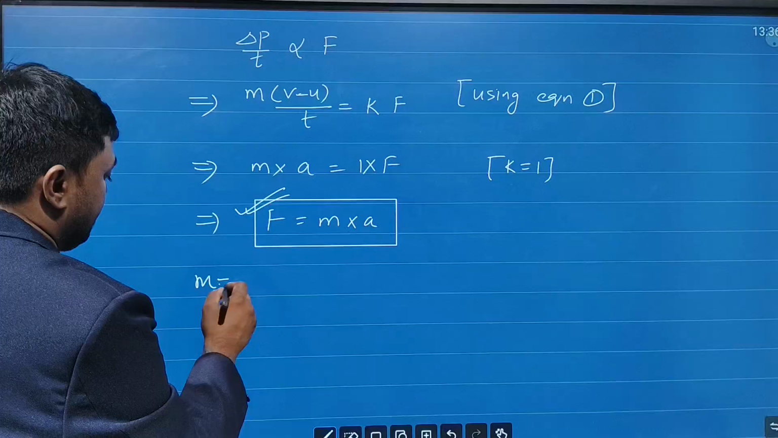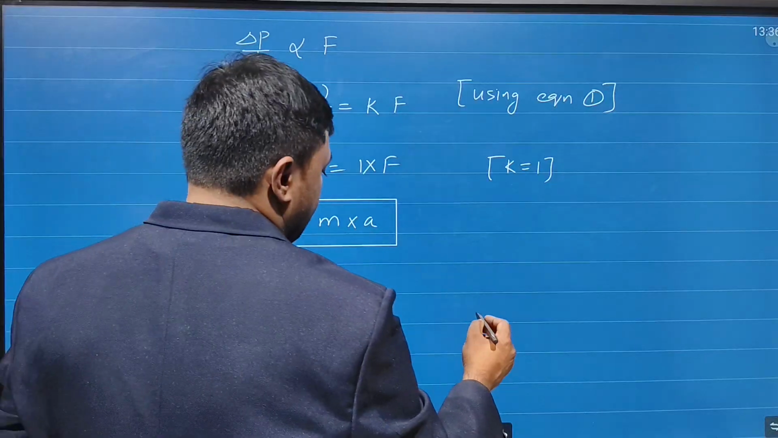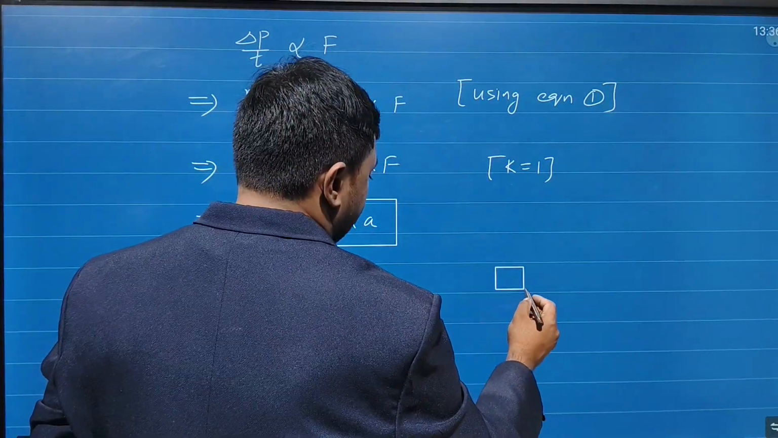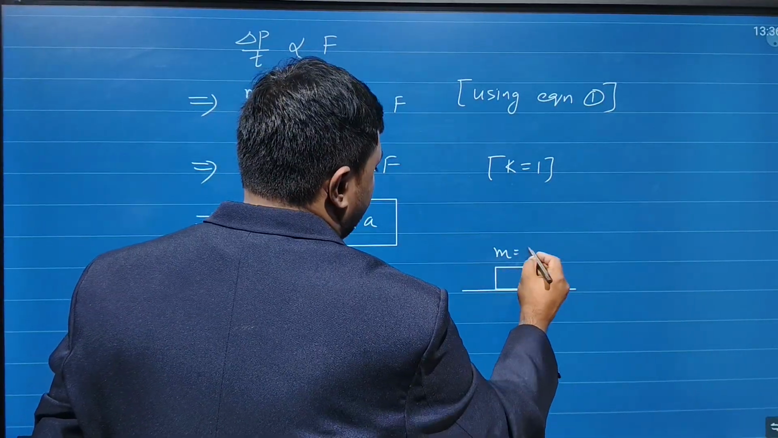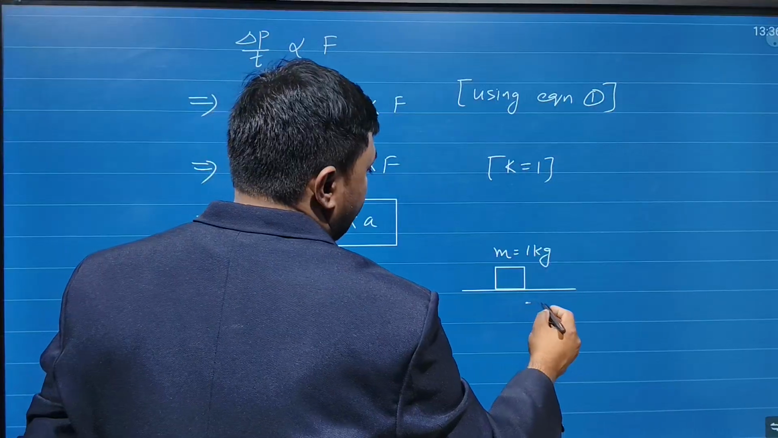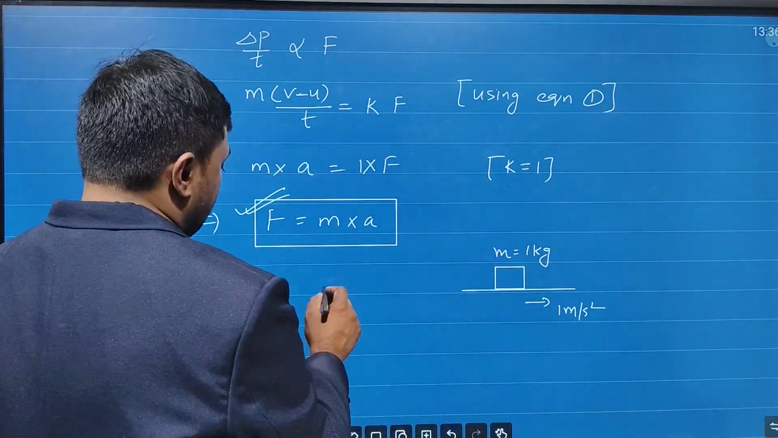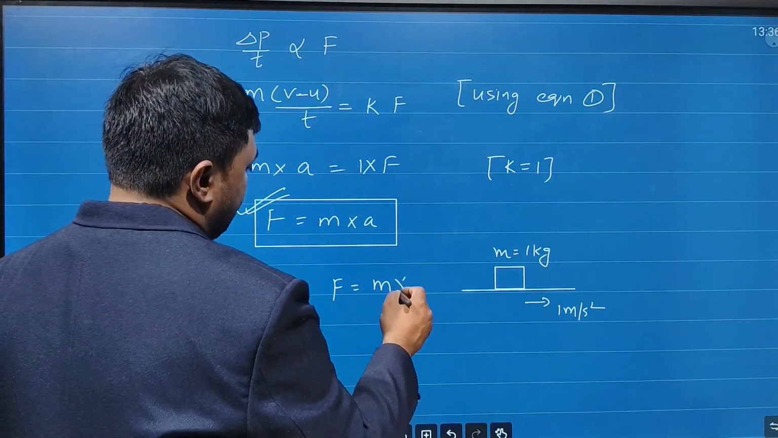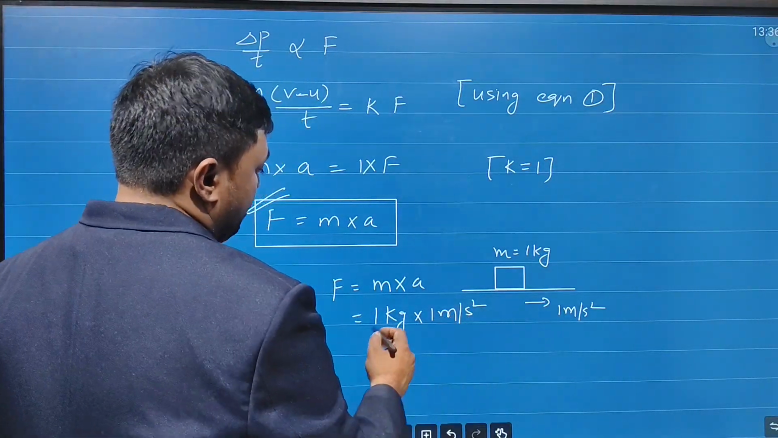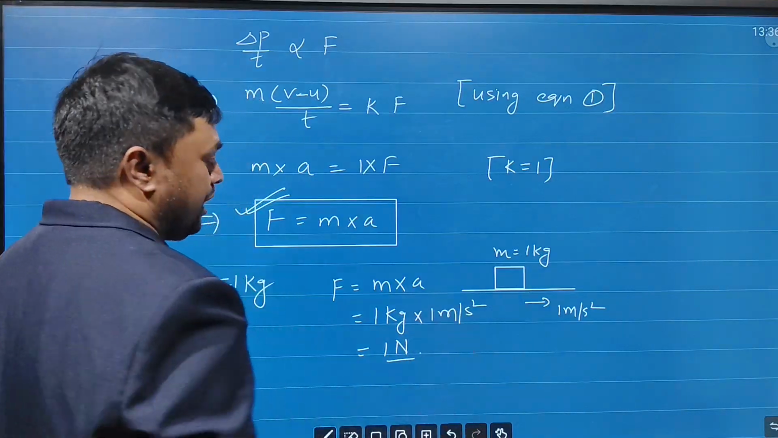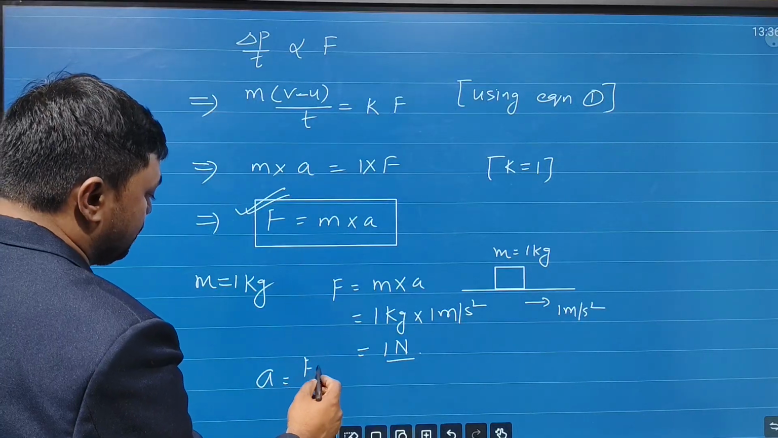Now, what is the SI unit of mass? Kilogram. Consider a body of mass 1 kg, moving with an acceleration of 1 meter per second square. So what is the force? Force is equal to m into a. Mass is 1 kg and acceleration is 1 meter per second square, so 1 into 1 is what? 1 Newton. So the SI unit of force is Newton.